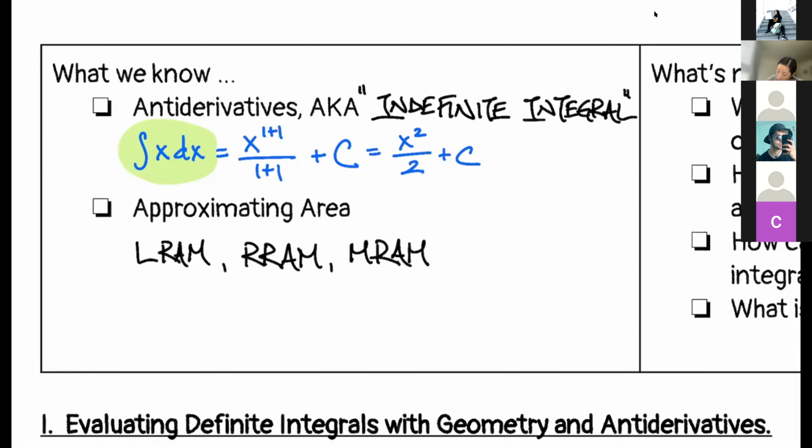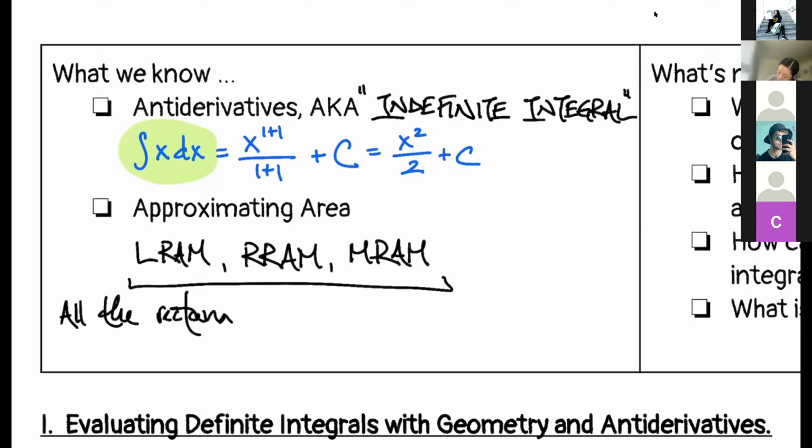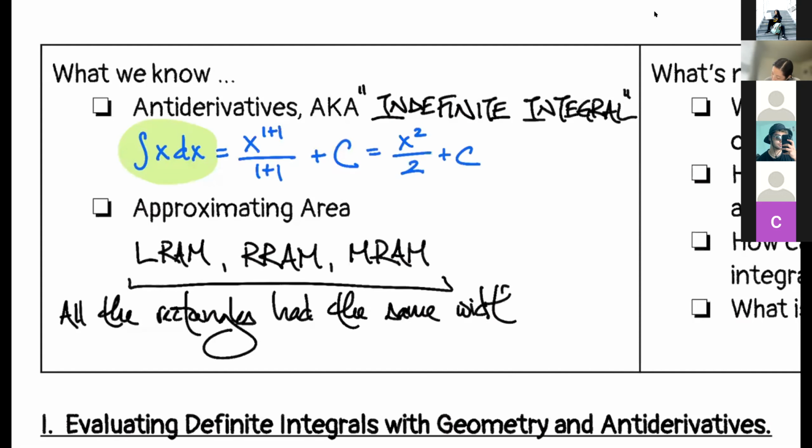But one important thing to note here is that for each one of these, all the rectangles had the same width. Okay, meaning that we divided the sections into equal sized widths, and it was only the height of the rectangles that was changing. Okay.